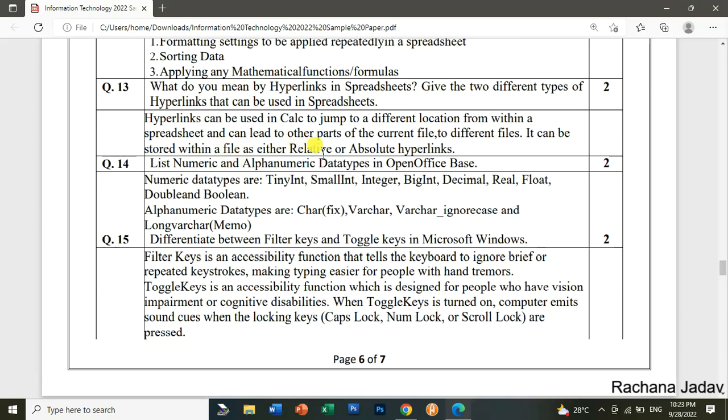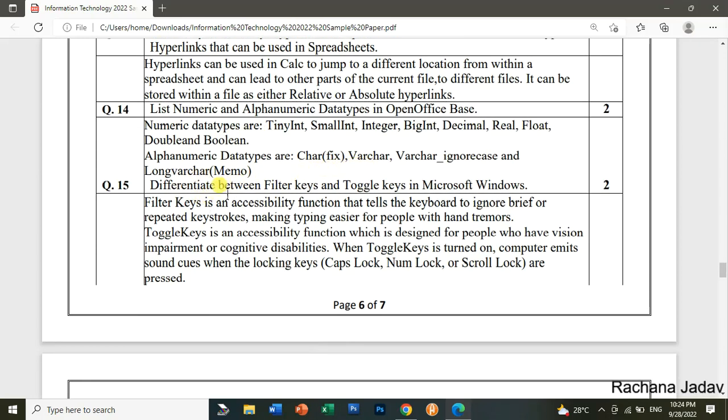यहाँ इन्होंने लिखा नहीं है, पर कितनी बार ऐसा होता है कि आपको पूछा जाता है example के साथ, and they also mark it for that. तो आप उसके example भी लिख सकते हो. List numeric and alphanumeric data types in OpenOffice Base. So numeric में कौन सा आता है? Last year also it was asked this question. You please remember, ये अच्छे से आप याद कर लो. Alphanumeric data type in that also.